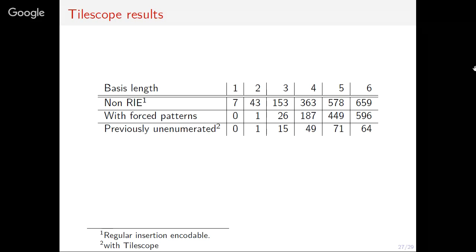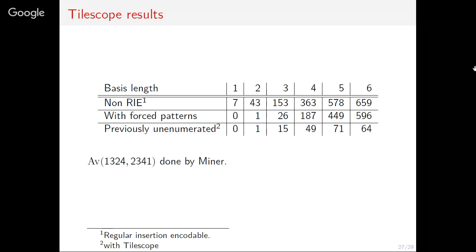What we have managed to do with the forced patterns are the ones in the second row here. We have managed to do one class of length 2, 26 of length 3, and so on. And many of them, as you can see, were previously unenumerated by the algorithm without using these forced patterns.